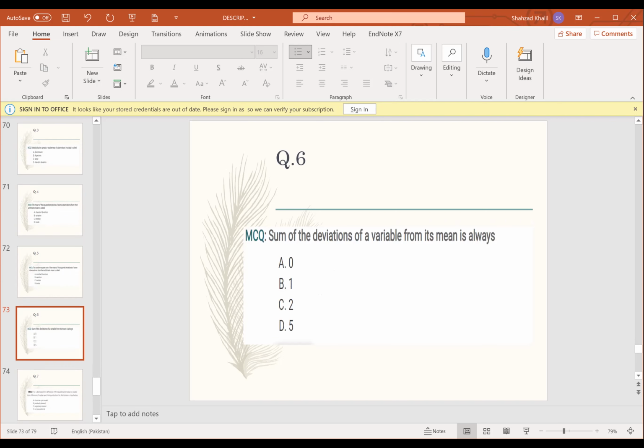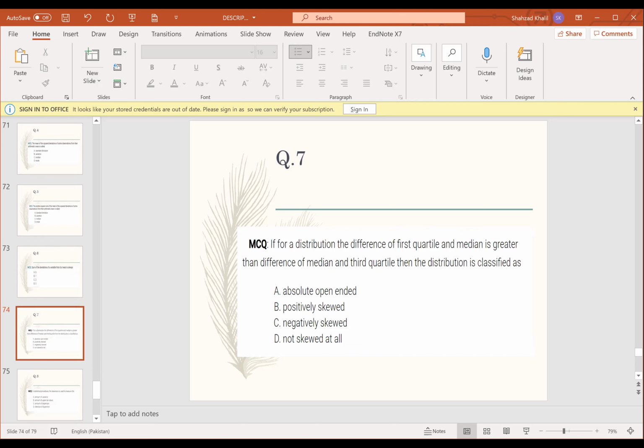The sum of the deviations of a variable from its mean is always 0, 1, 2, or 0? 0. One? Yes, mean is right? No, it's 0. The sum of the deviations of a variable from the mean is always 0.